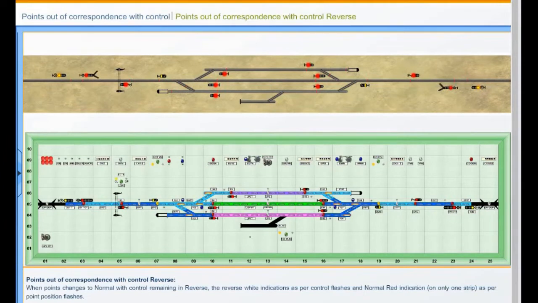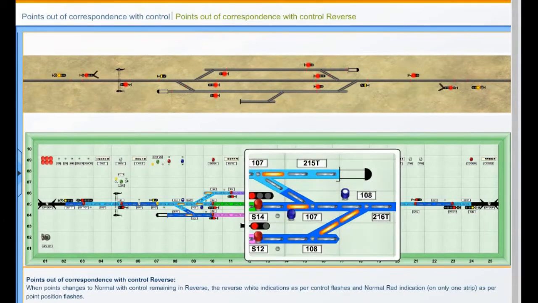Point out of correspondence with reverse control. When point control changes to reverse with point remaining in normal, the reverse white indications as per control flashes and normal red indication on only one strip flashes as per point position.